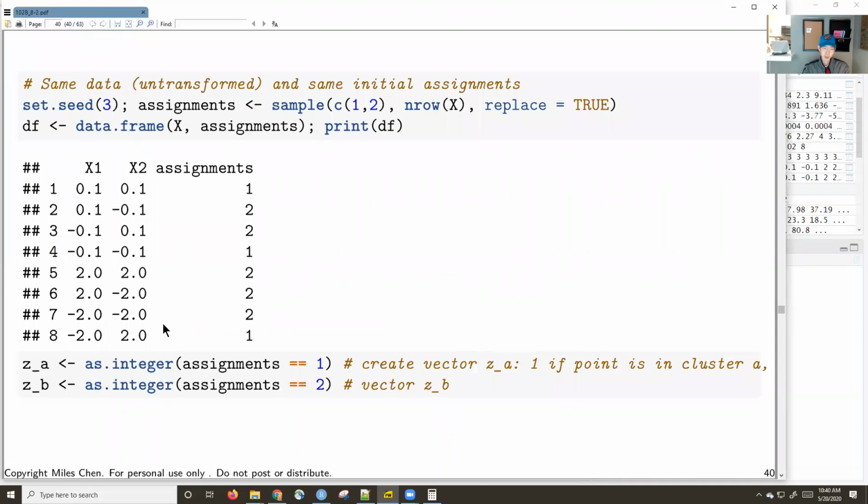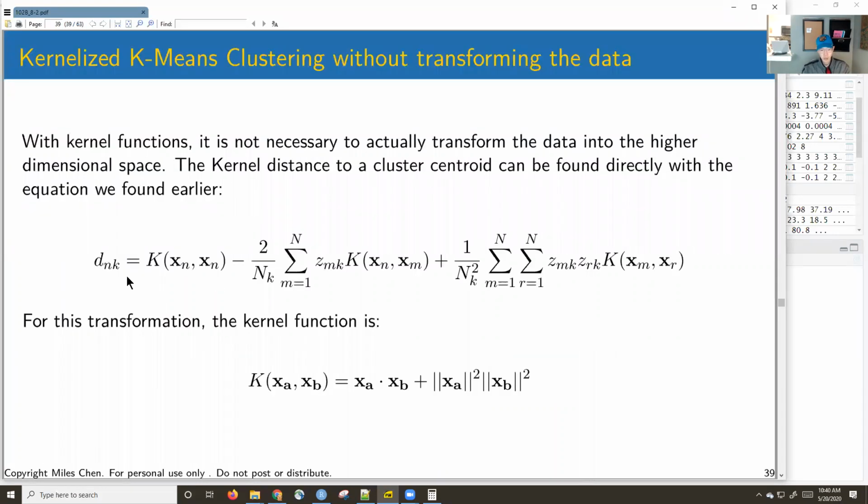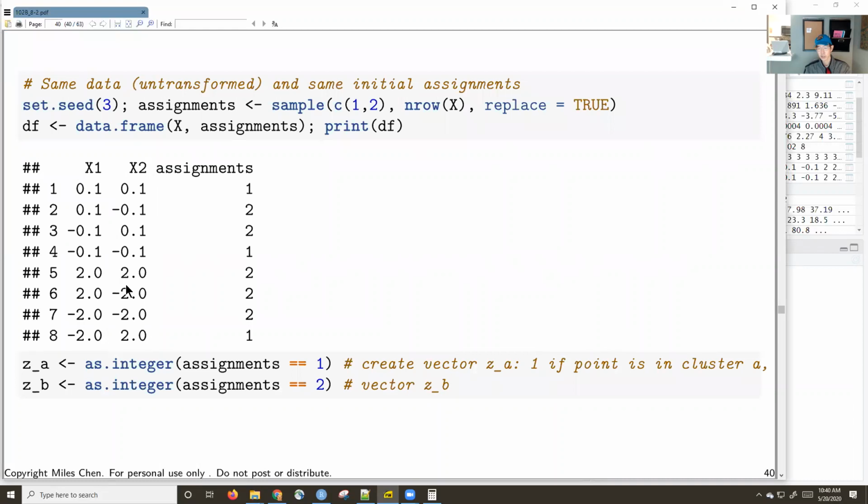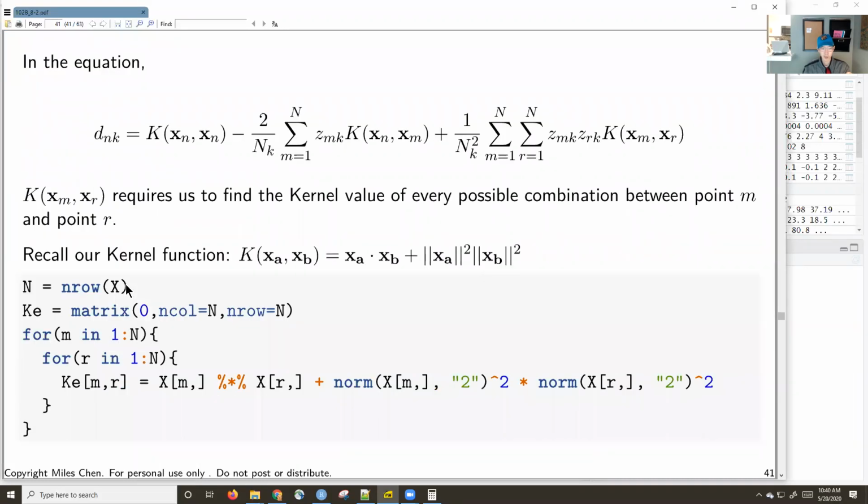Okay, so again, our original data is in 2 dimensions, and these were the original random cluster assignments that I started off with. And so using that, we are going to calculate these kernelized distances without bothering to calculate the centroids, okay? So here I'm just filling out the kernel matrix, okay?